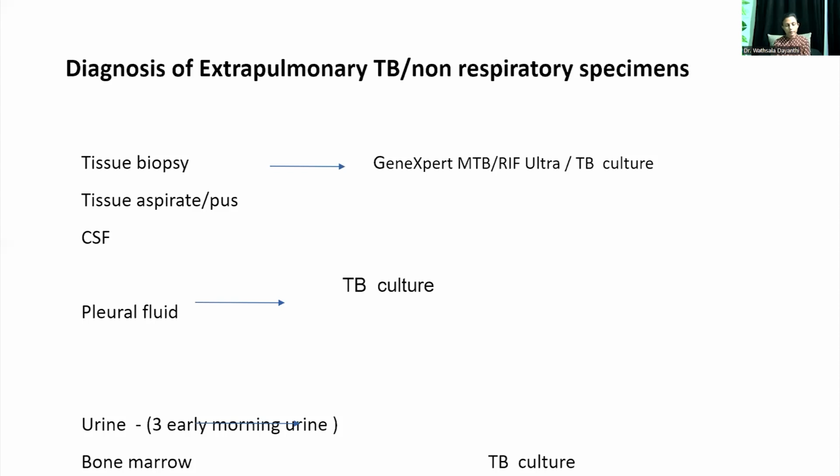And some practical points: when you send extrapulmonary samples and we don't receive an adequate amount, we tend to send them for culture because they are precious samples, rather than going for GeneXpert. So make sure you send adequate samples to NTRL if you want both tests. Even with tissues, if they are grossly blood-stained, we can't perform GeneXpert, so it will go for culture.